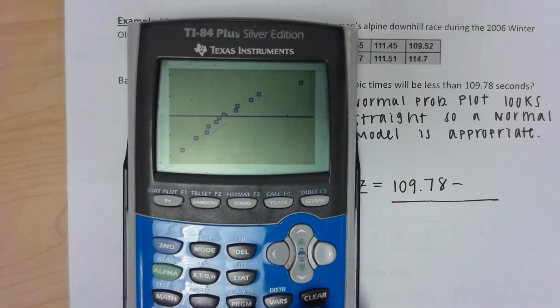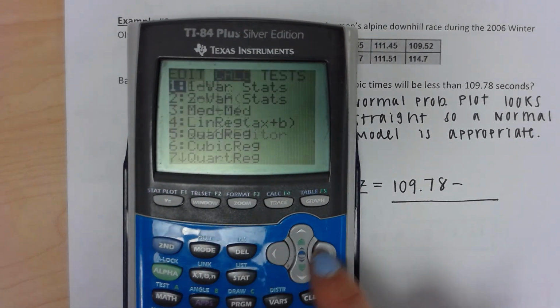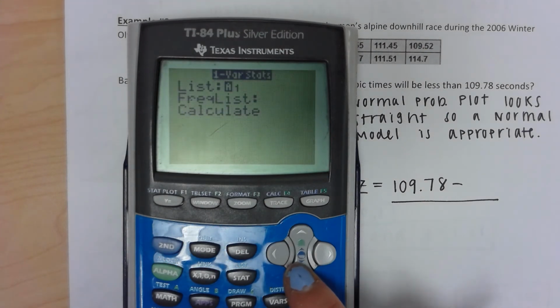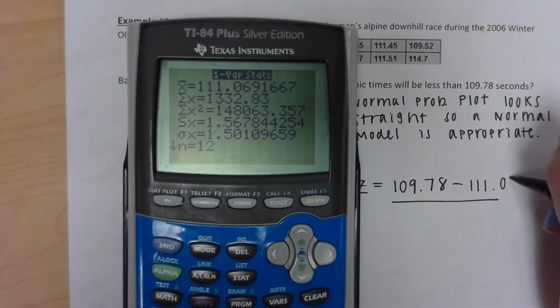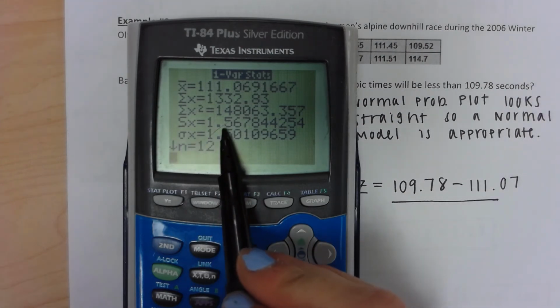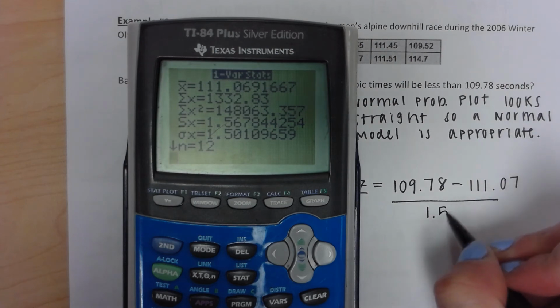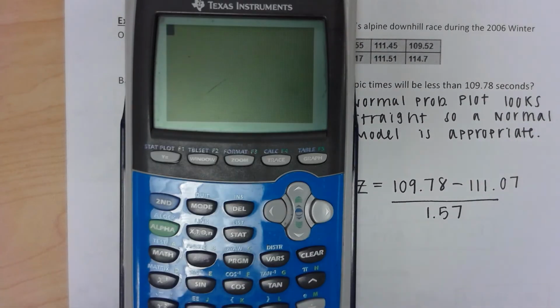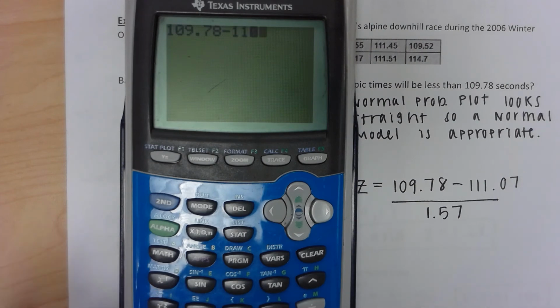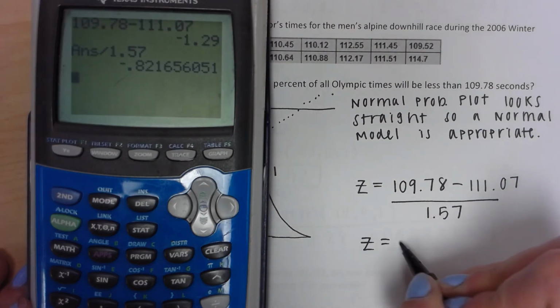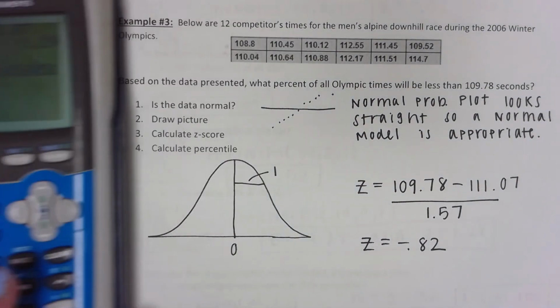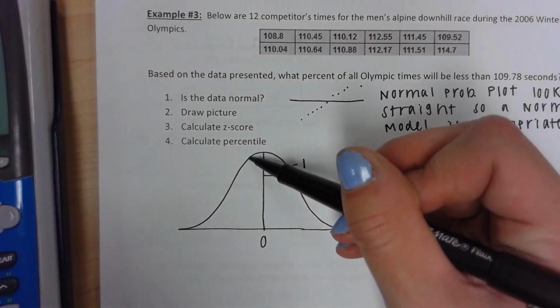I already have my data in my L1, so I can go to stat, calculate one variable stats, and that tells me that my mean was 111.07 with a standard deviation of 1.57. From here, I'm good to go to start calculating the z-score. And I got a z-score of negative 0.82. So negative 0.82 is going to be roughly here.